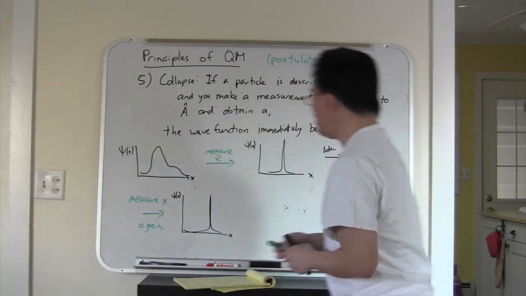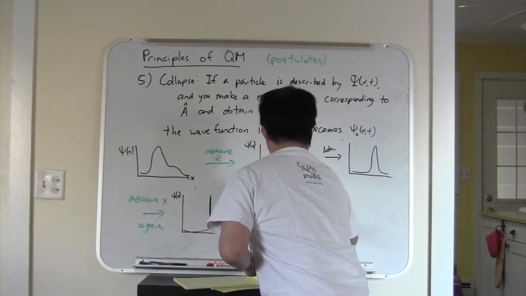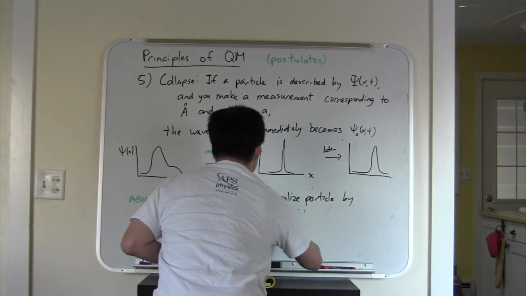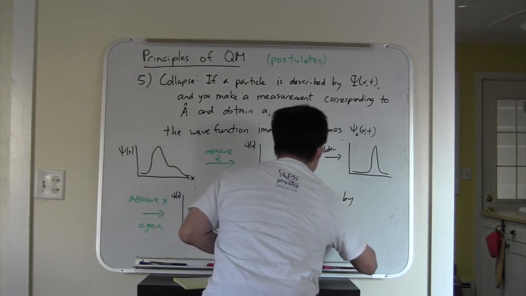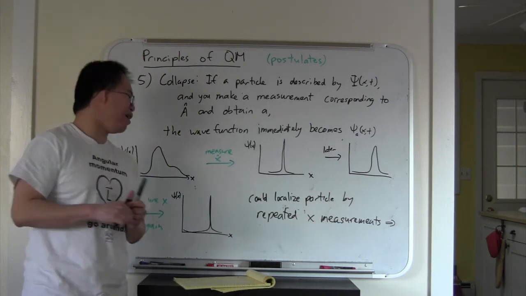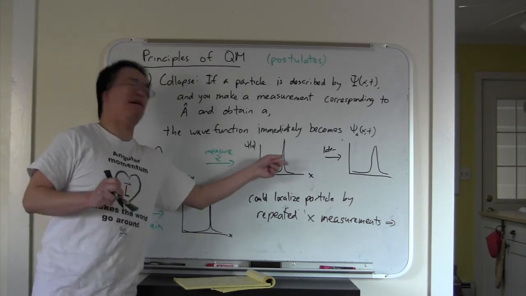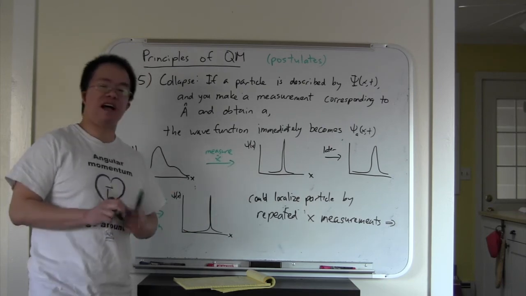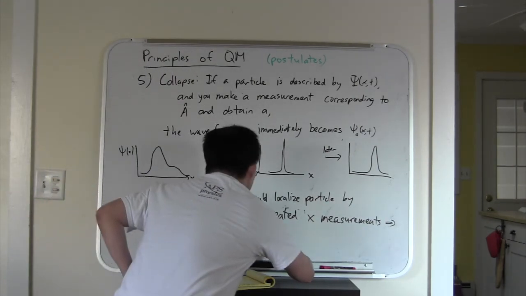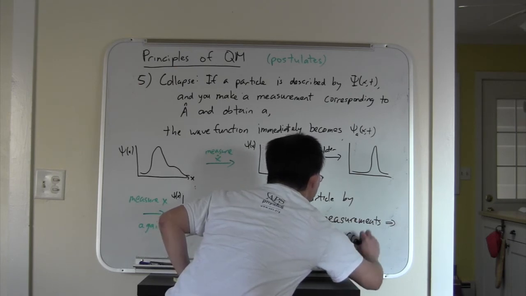So the idea that you could localize a particle by measuring it over and over again very quickly, and you have to do it very quickly, otherwise the wave function starts to spread out. This idea that you could trap a system by measuring it over and over is something called the quantum Zeno effect.